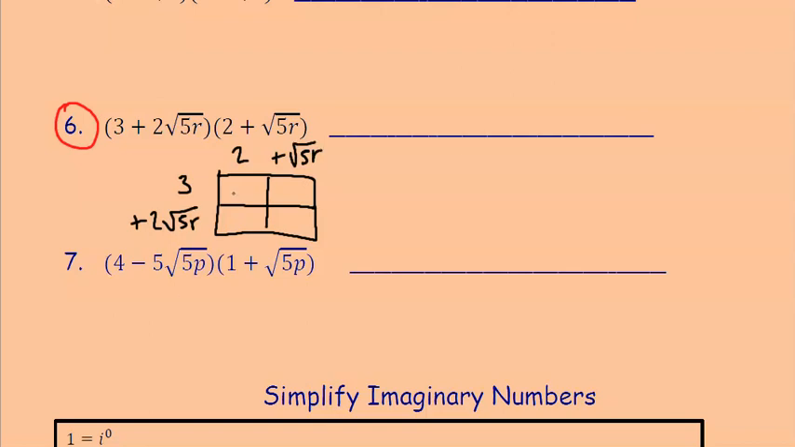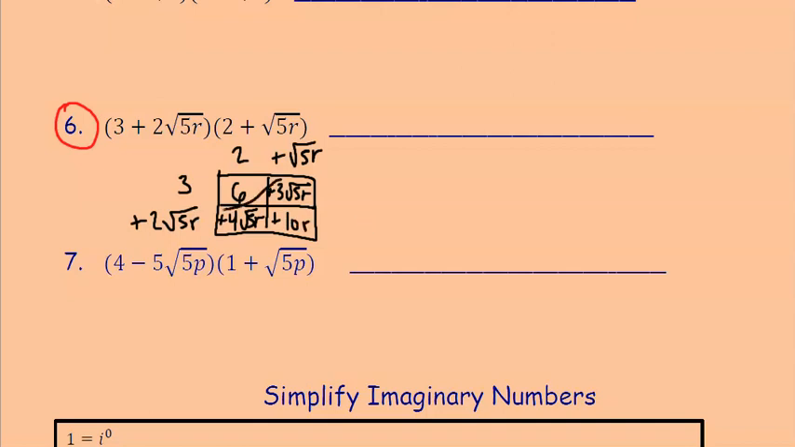So the area of the first box is 3 times 2, that's 6. The area of the second box, we have plus 3 square root 5r. The next box, 2 times 2 square root 5r is plus 4 square root 5r. And then the last box, the square roots will cancel out, and you just have 5r times 2, which is 10r.